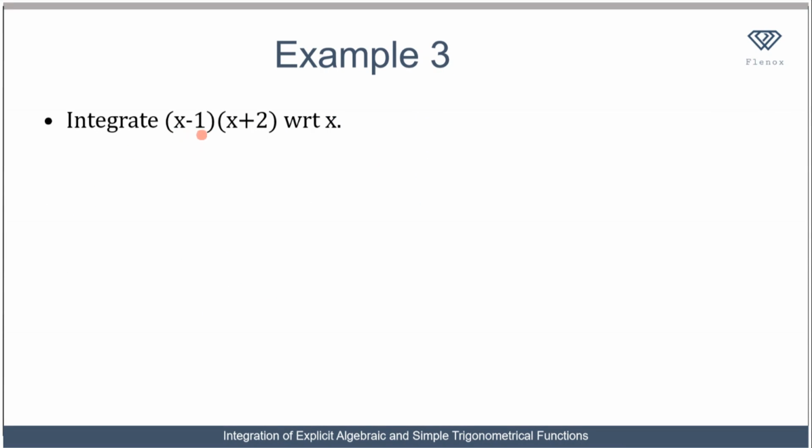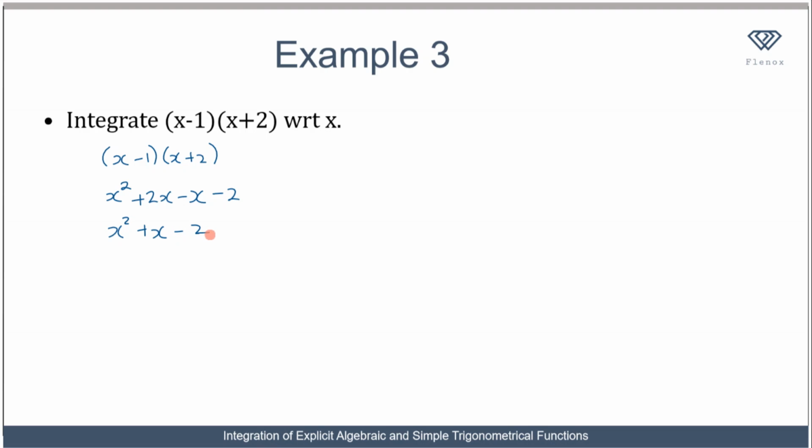Let's move on to the third example. And here we are told to integrate this product of these two functions with respect to x. So the first thing we want to do is expand what we have here so we can easily integrate it. So we have 1 minus x and x plus 2. So when we expand, what do we get? x times x gives us x squared. x times 2 gives us plus 2x. Minus 1 times x gives us minus x. And minus 1 times 2 gives us minus 2. So this simplifies to become x squared plus x minus 2.